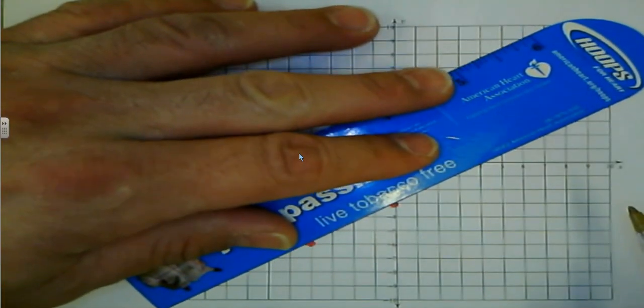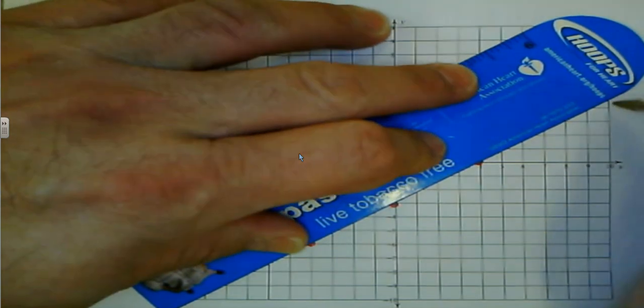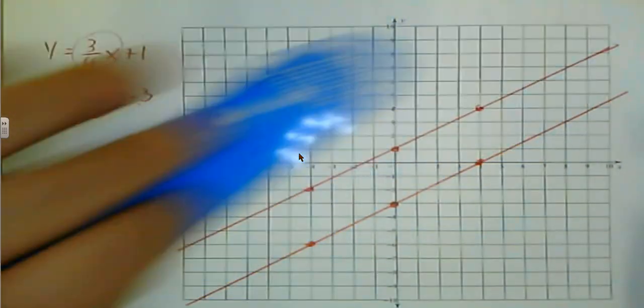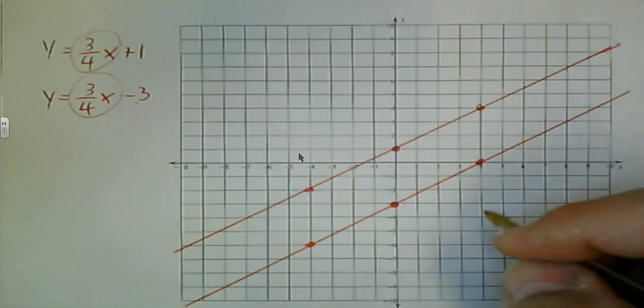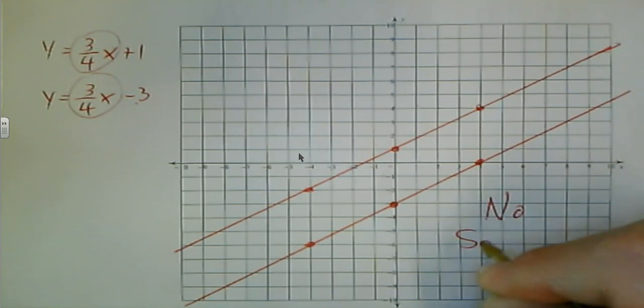Therefore, both lines are going to be what? What's that big word? Parallel. Therefore, there is what? No solution.